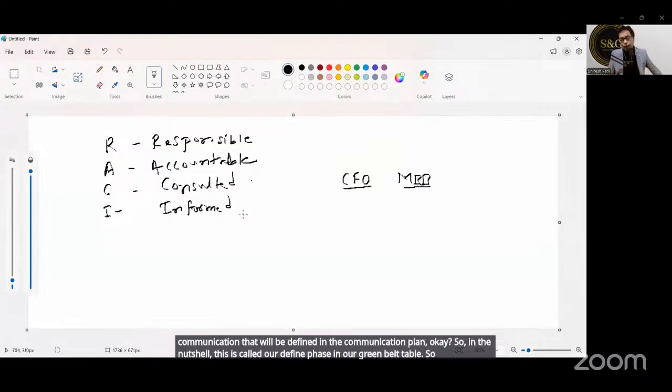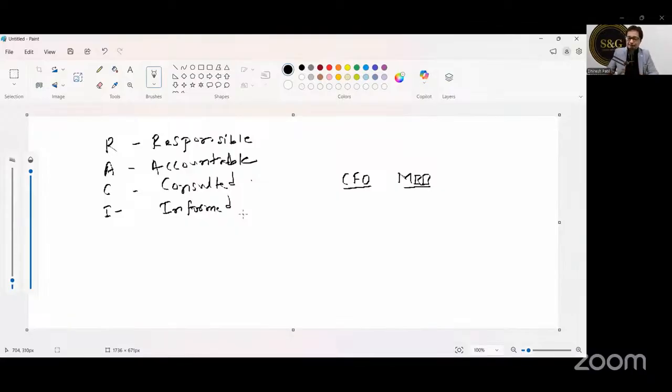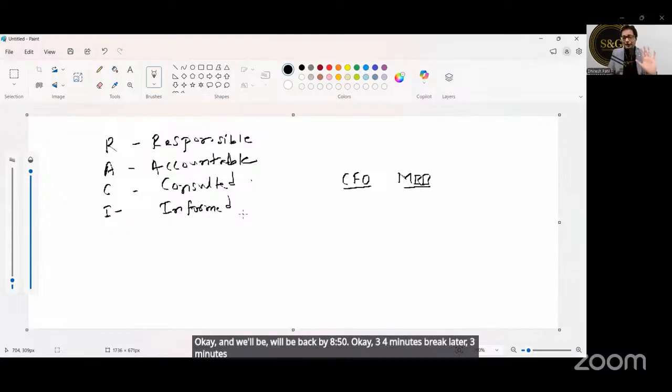So what we will do right now, it is 8. What is the time right now? Can somebody put the exact time? 8:47, 8:45, yeah, 8:46. What exact time precisely? We'll take a quick break, okay, and we'll be back by 8:50. Okay, 3-4 minutes break, 3 minutes, and we'll be back by 8:50.